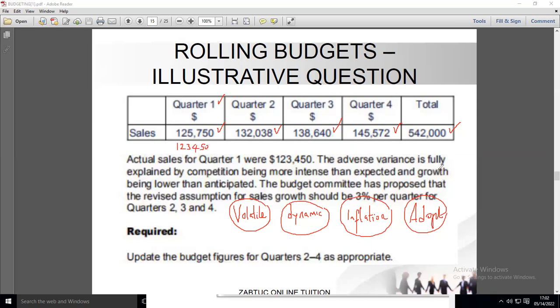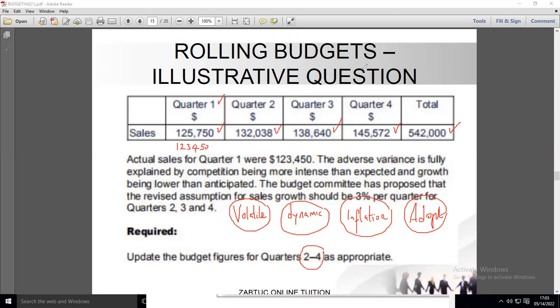The adverse variance is fully explained by competition being more intense than expected and growth being lower than anticipated. The budget committee has proposed that the revised assumption for sales growth should be 3% per quarter for quarters 2, 3, and 4. Update the budget figures for quarters 2 to 4 as appropriate.